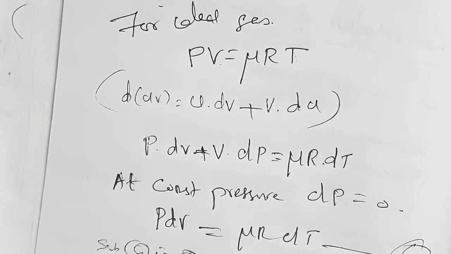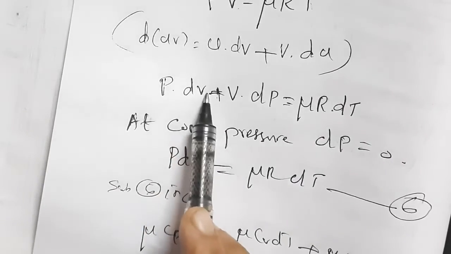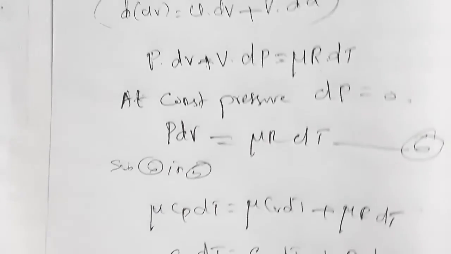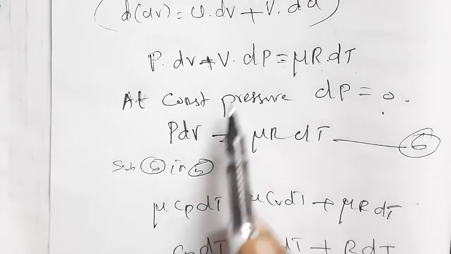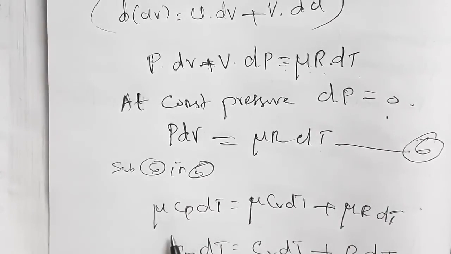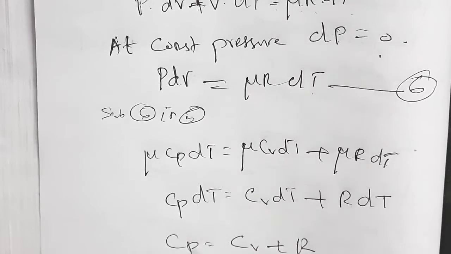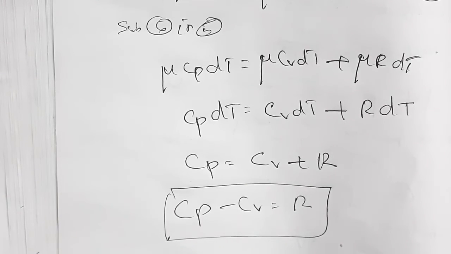When we differentiate this equation according to the UV method, we keep U constant and differentiate V, plus keep V constant and differentiate U. In that method we write P into dV plus V into dP is equal to mu R into dT, since mu and R are constant. At constant pressure dP is equal to 0, so this equation changes into P dV is equal to mu R dT. Now substitute the sixth equation in equation 5. We get mu Cp dT is equal to mu Cv dT plus mu R dT, and mu and dT get cancelled. Cp is equal to Cv plus R, or Cp minus Cv is equal to R.